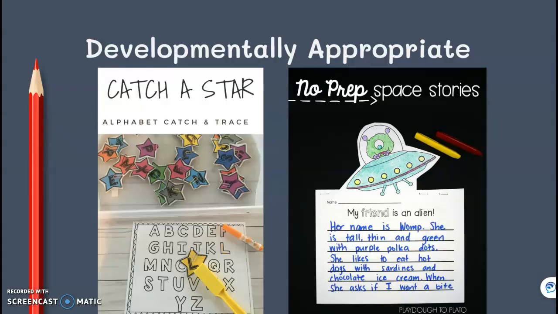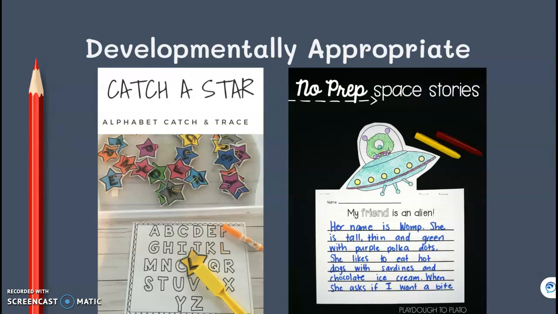Now, sometimes if you haven't had experience working with preschool age, you don't really know what is developmentally appropriate. So the one on the right, the Catch a Star, is developmentally appropriate. The one on the left, the Space Stories, isn't. Let me explain why. So when we look at the Catch a Star one, first of all, they're using their small motor skills to use that yellow magnet to pick up the letters based on what they see. Then they're going to match the letter to the written letter below it. They might also then use a marker to trace the letter.